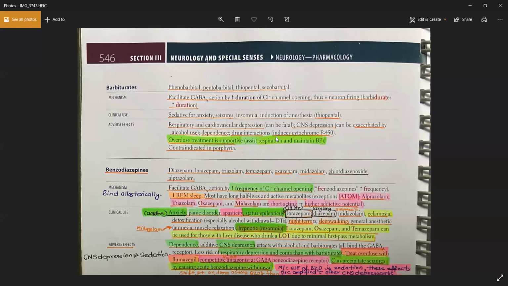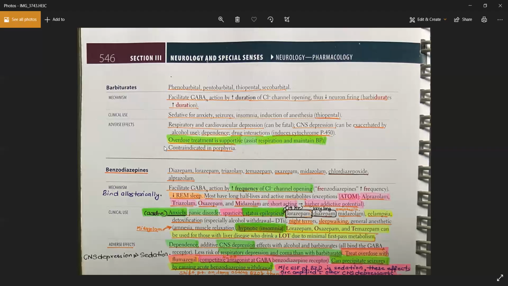Drug interaction, like they induce cytochrome P450, so it can increase or decrease the concentration of other drugs also. Overdose: you need to give only supportive treatment because there is no drug now that can inhibit the barbiturates. So the treatment only includes supportive care. And it is contraindicated in porphyria.